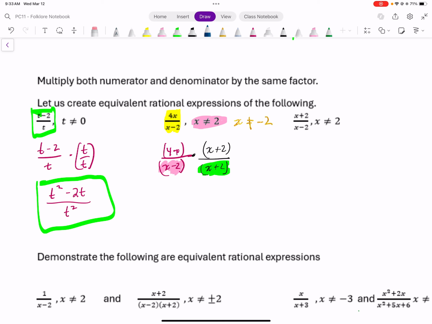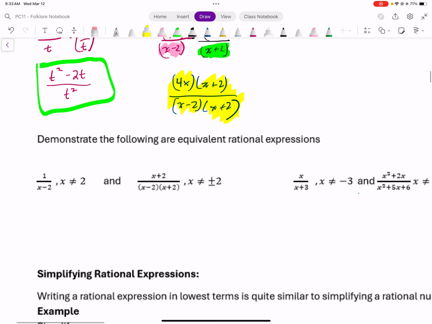However, when we multiply it, there we have it. So the two expressions that are in yellow are considered equivalent. All we have to do is multiply both top and bottom by the same factor, which is actually multiplying by 1.